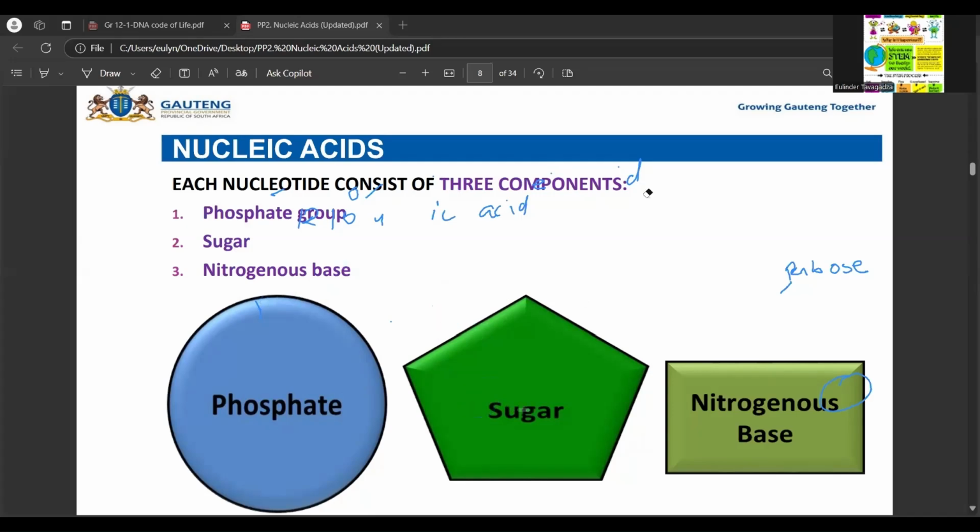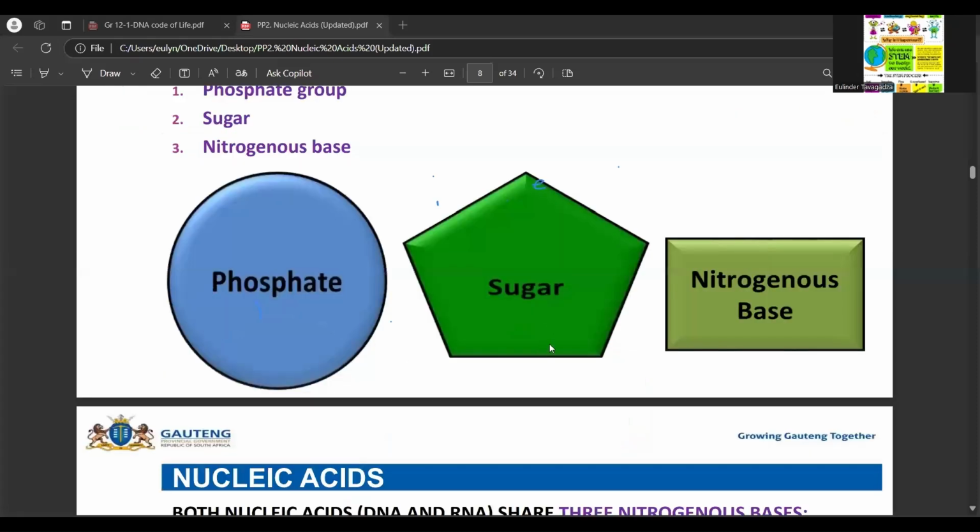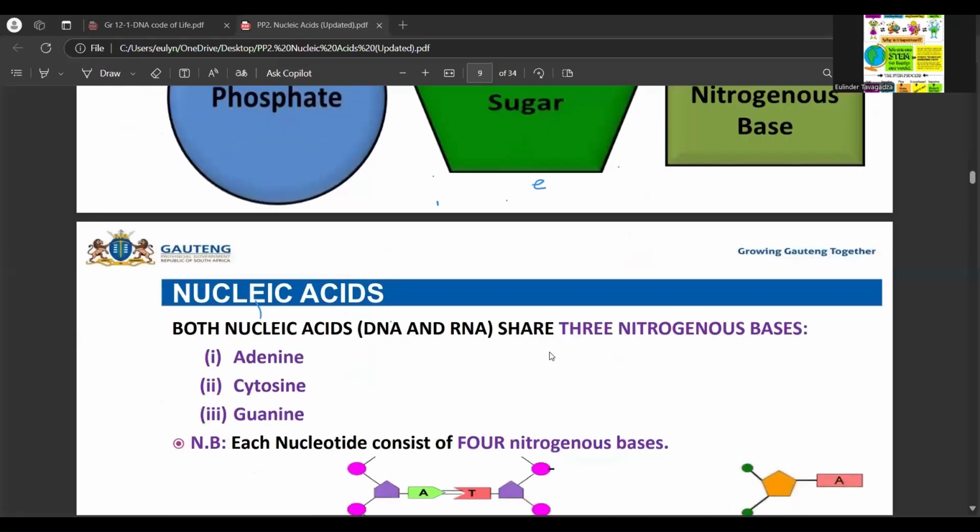You see this one that looks like a circle is the phosphate group. Then the one that looks like a pentagon is the sugar. So you know that when it's DNA, it's a deoxyribose sugar, and when it's RNA, it's the ribose sugar. Then we have a nitrogenous base, that's adenine, thymine, guanine, cytosine.